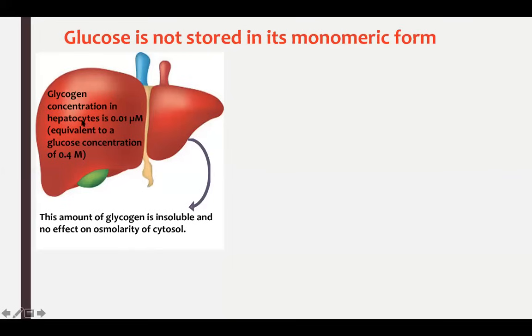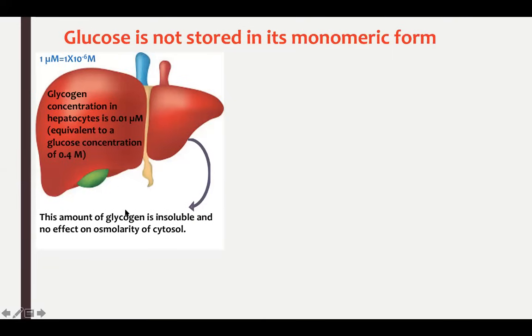Because in the liver, the glycogen concentration is about 0.01 micromole. This amount of glycogen is very small, and if we compare it with the glucose concentration, it is about 0.4 mole of glucose. Since 1 micromole equals 1 into 10 to the power of minus 6 mole, we can easily compare how high this amount of glucose is. If this amount of glucose were stored inside the liver, the size of the liver would be 6 times higher than normal.